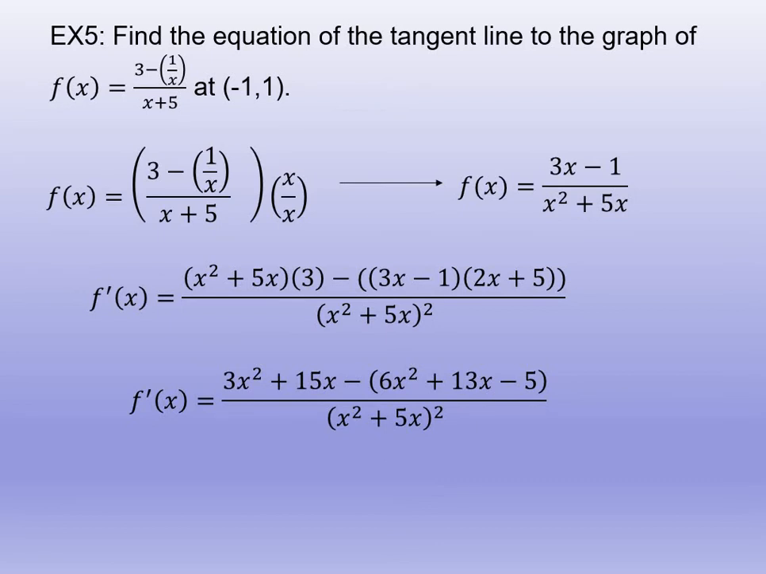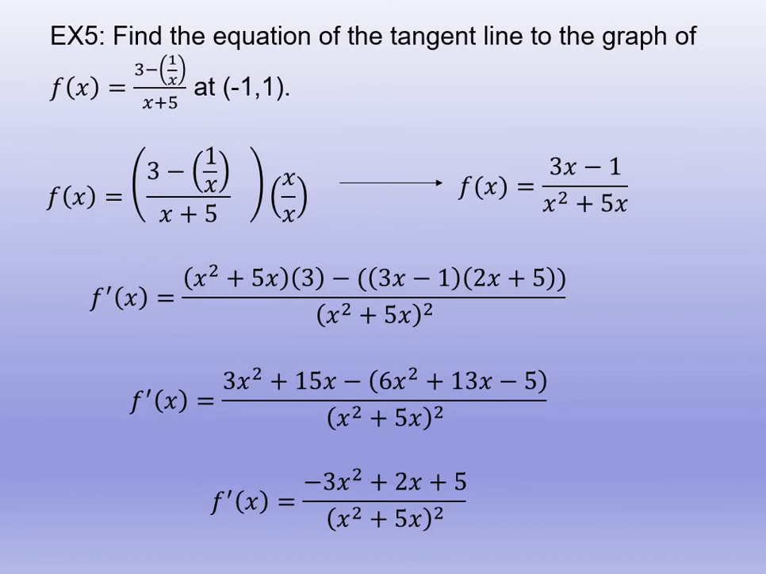So that's going to distribute through. And when you do all of that, you're going to simplify your numerator down to negative 3x squared plus 2x plus 5, all divided by the quantity x squared plus 5x, squared. So that's our derivative. We found the derivative of that original function using the quotient rule.